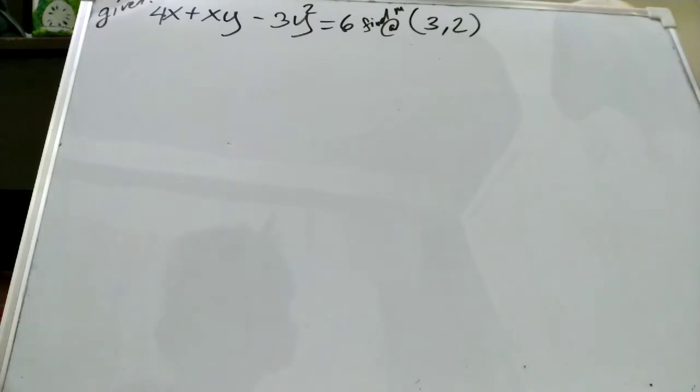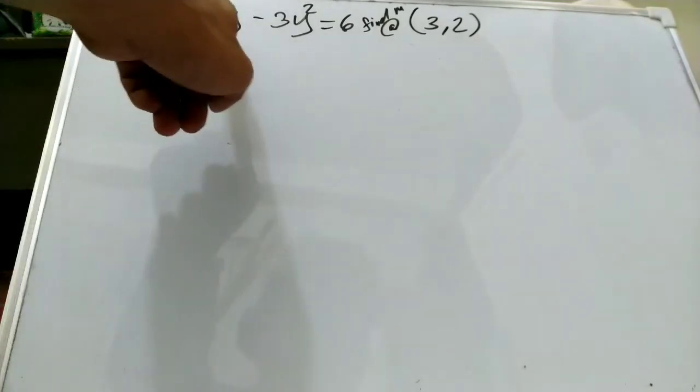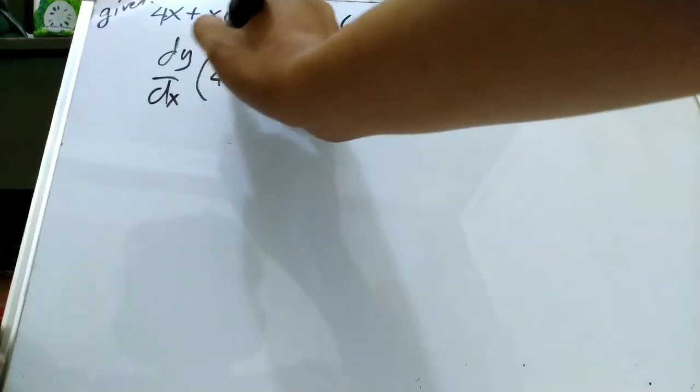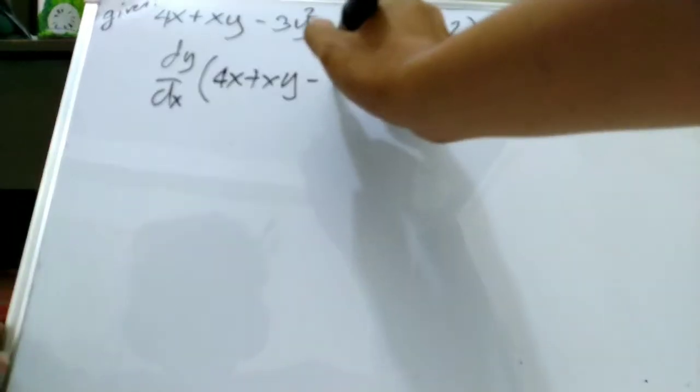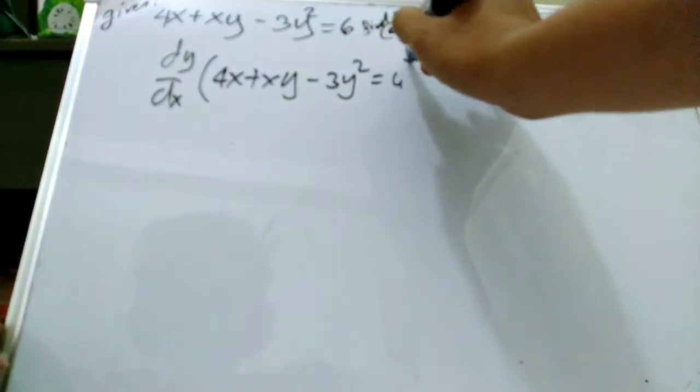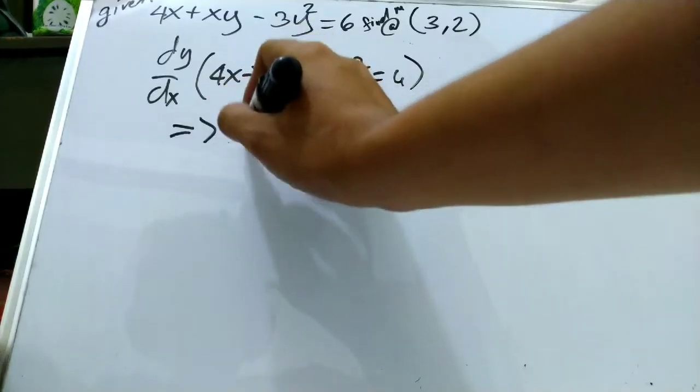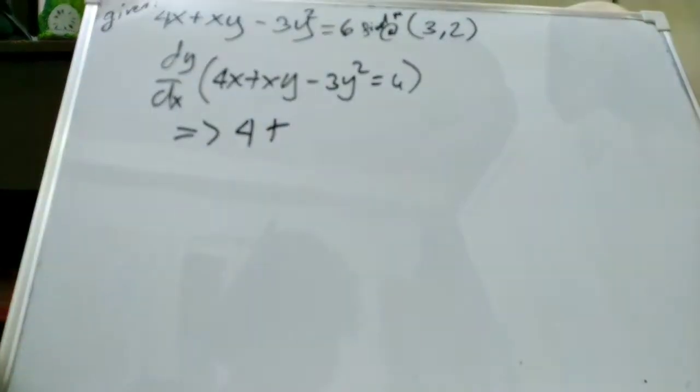So, what we're going to do here is implicit differentiation because we have the term xy. We cannot simply state it as a form of f of x. So, we first obtain the derivative of the equation. This would lead us to 4 plus. Now, take note, xy is a product.